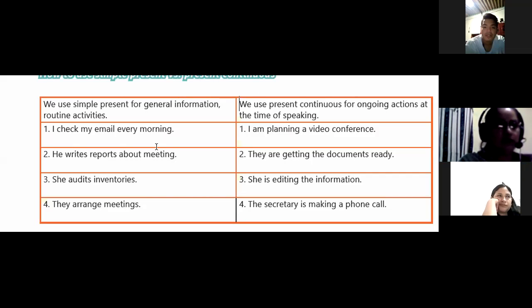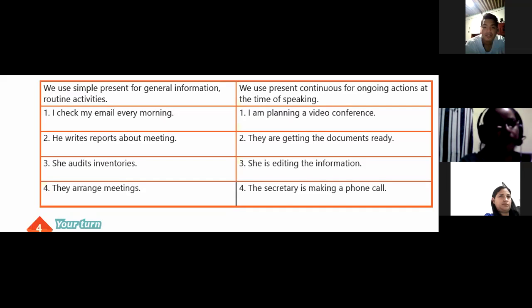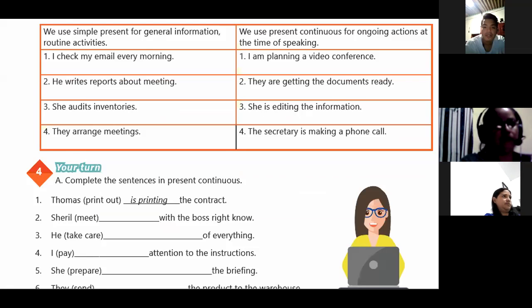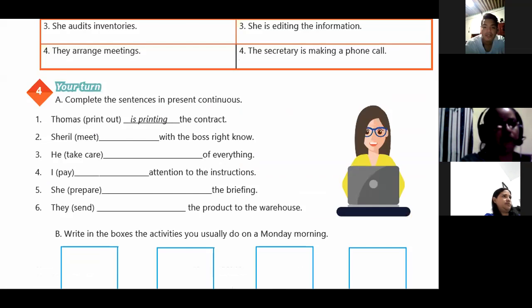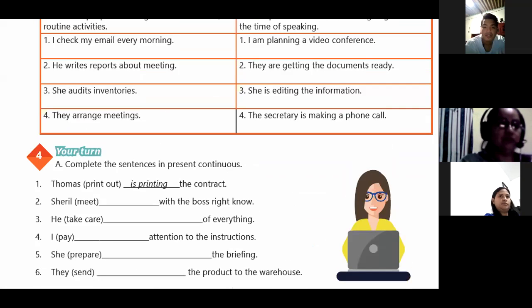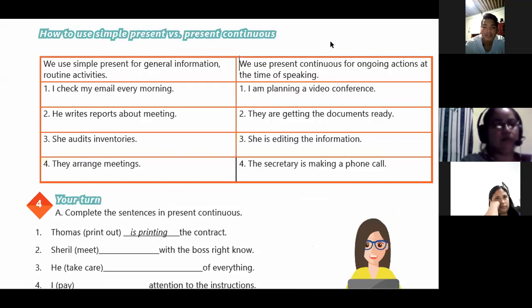So we have general information or routine activities, and then ongoing actions at the time of speaking. Two different usages. It's almost 10, guys. We have only 2 minutes. It's too short to do the complete activity. En su tarea, ustedes tienen que hacer la diferencia, si es presente simple o si es presente continuo.